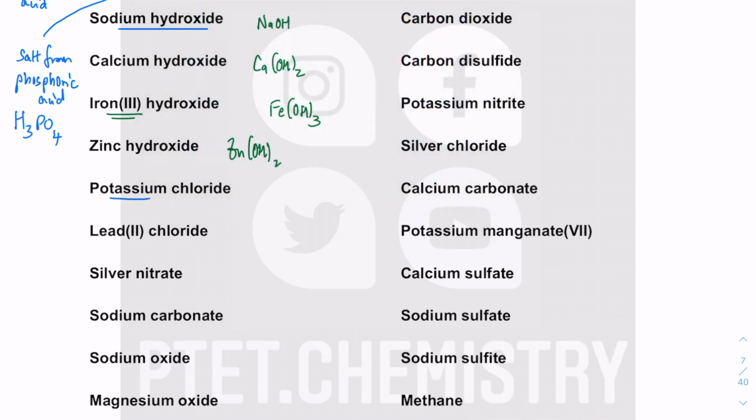So potassium is group 1, so it's K+. Chloride is from group 7, Cl-. Hope you can see the plus 1 and the minus 1. They will cancel each other out. The formula will be KCl.